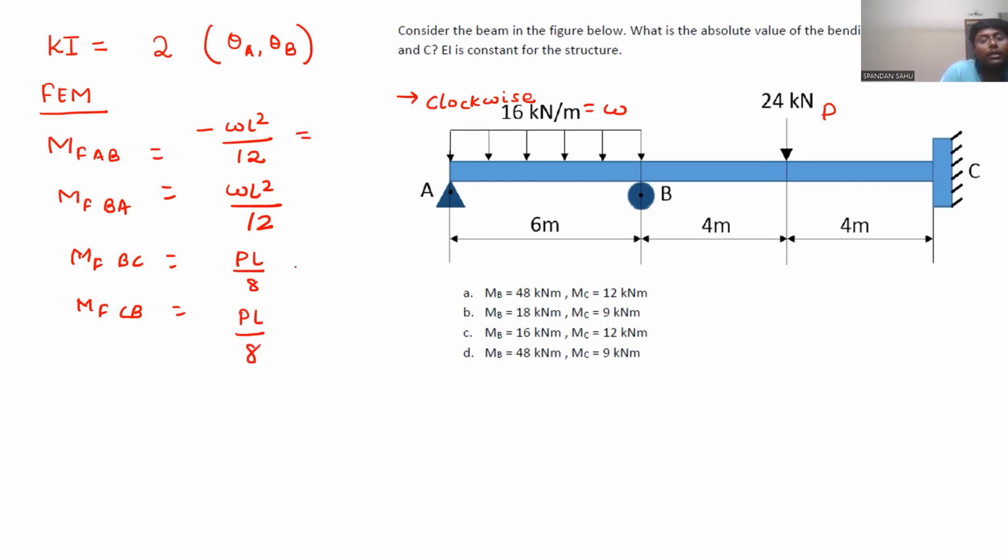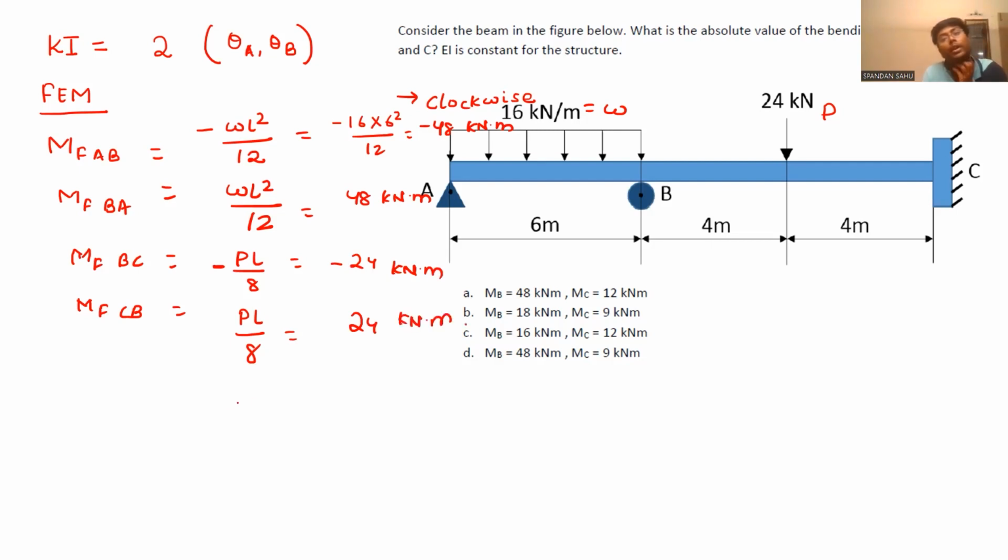Just substitute the values and tell me the answers. I don't have the answers with me. Just tell me. Minus 48, plus 48. Okay, I am just writing directly. Yes sir. Plus 48 kilonewton meter. And this one? 24. Minus 24, plus 24, plus 24 kilonewton meter. So your first step of calculating the fixed end moment is done. This is fixed end moment, not finite element method.